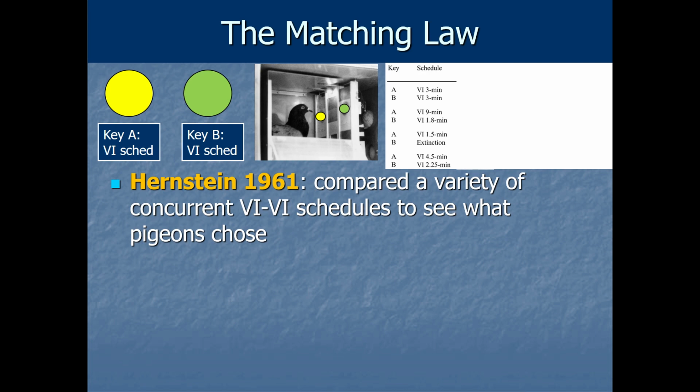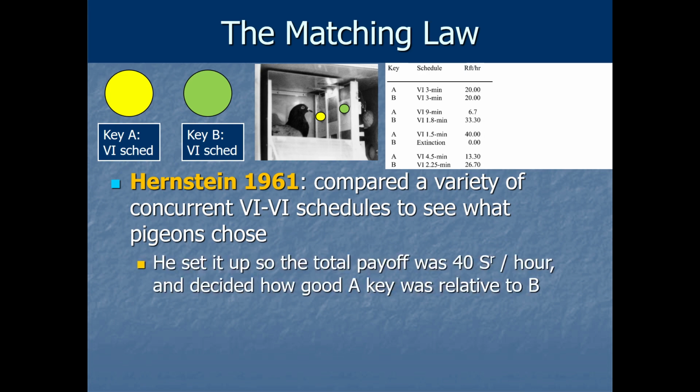You can see some examples in the upper right here, some example comparisons between two keys, A and B, the yellow and the green side. The key is he set it up so that in every case, the total payoff that they could get was 40 reinforcers per hour. That's the maximum amount they could get if they were using both these keys as much as possible, or ideally. The most they could get is 40 reinforcers per hour, just based on the delays that are programmed into those VI schedules.